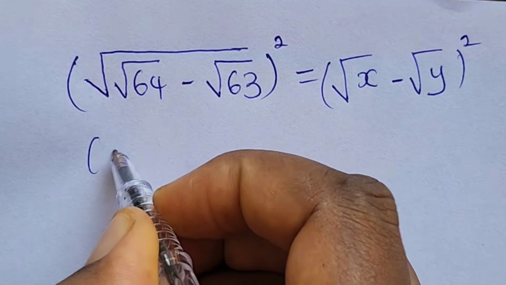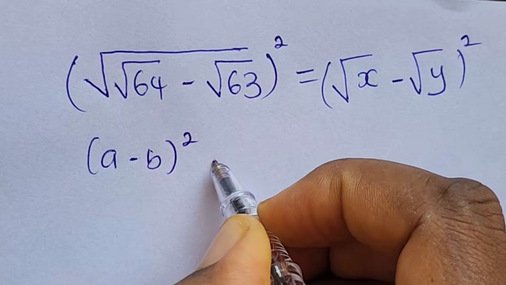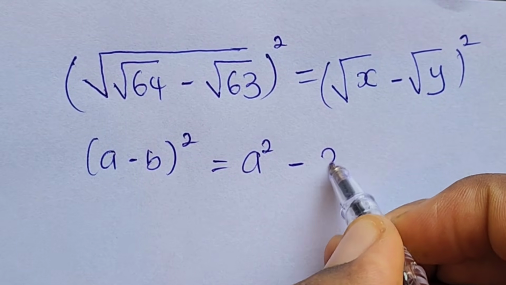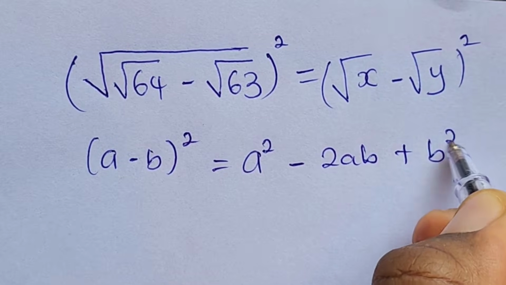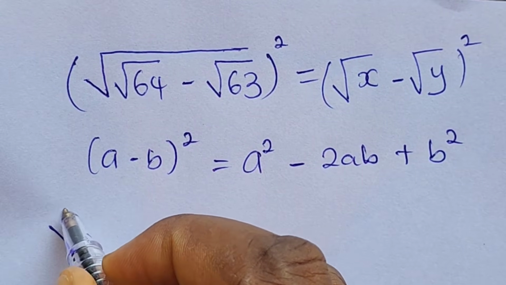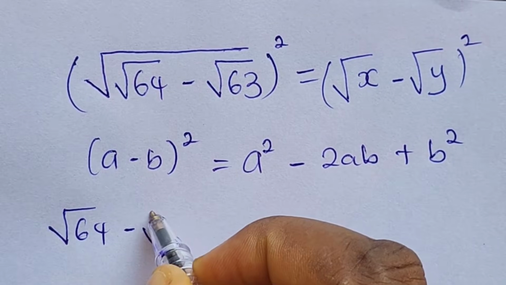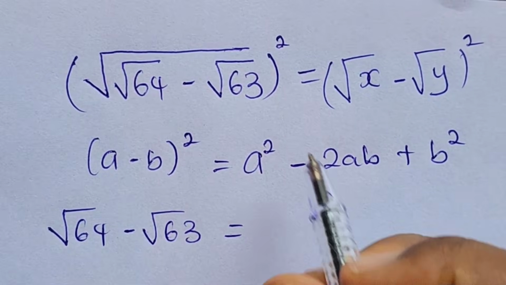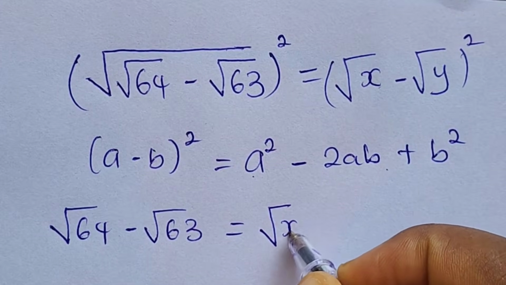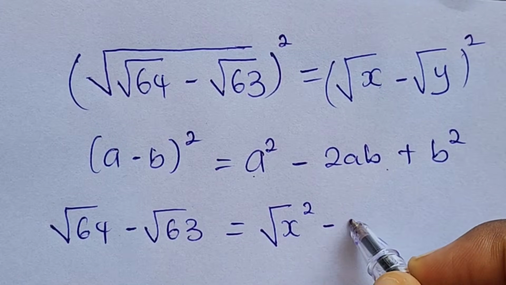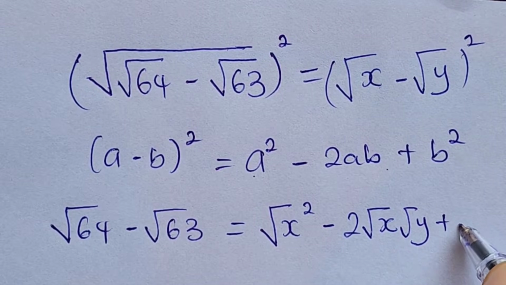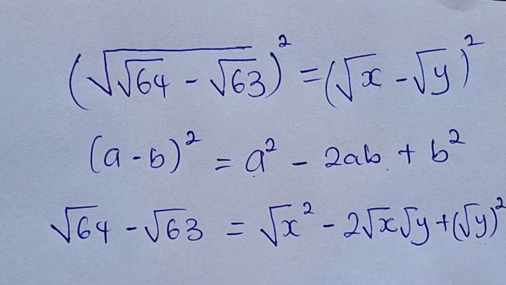let's recall that when we have (a minus b) all squared, this is equal to a squared minus 2ab plus b squared. So from here, this will cancel out this root. We have root 64 minus root 63 to be equal to, applying this here, we have root x all squared minus 2 times root x times root y plus square root of y all squared.